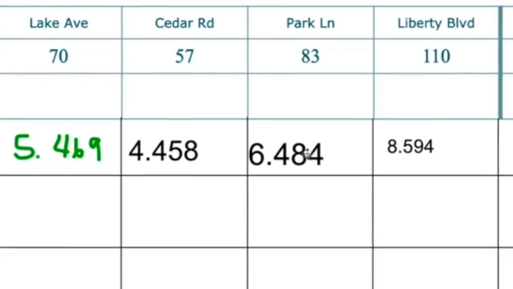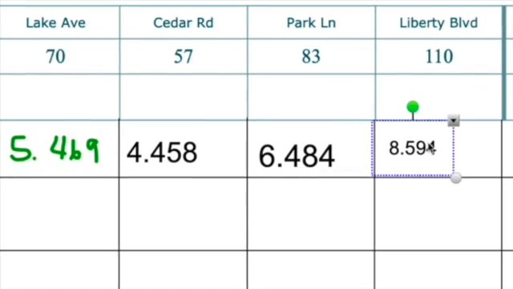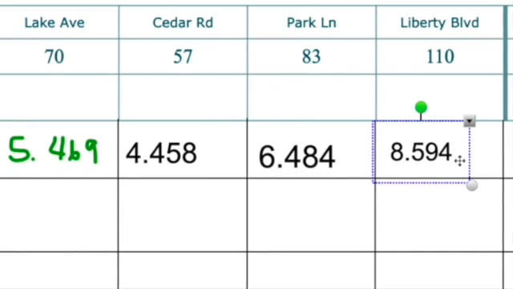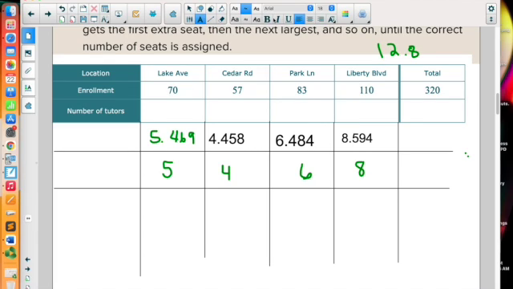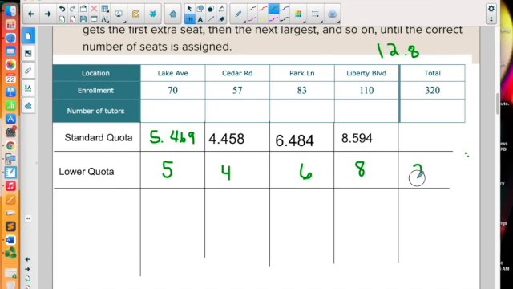And of course, now we round to our lower quota, which is basically the number in front of the decimal. So our lower quota would be 5, 4, 6, and 8. Now, what is this decimal number called here? This is called our standard quota. And this is called our lower quota, in case you were wondering. All right, so 9 plus 6 is 15. 15 plus 8 is, you guessed it, 23.